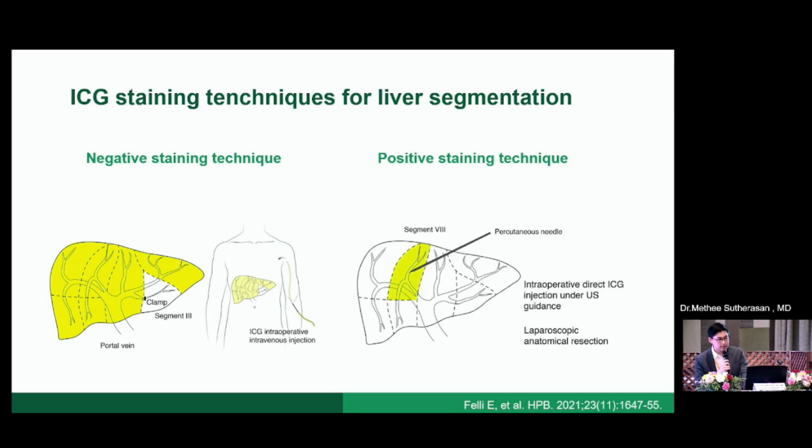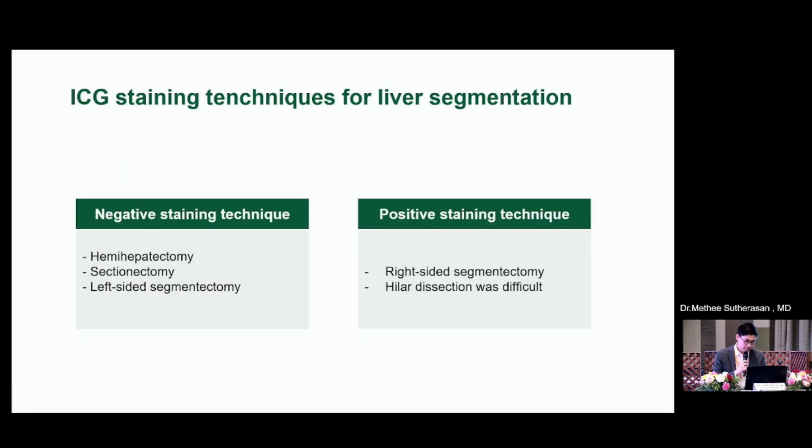Another one is the positive staining technique. We inject ICG into the portal pedicle of the segment that we will remove. The negative staining technique is suitable for procedures like hemihepatectomy, sectionectomy, or left-side segmentectomy. The positive staining technique is suitable for right-side segmentectomy, or in cases where hilar dissection is difficult.